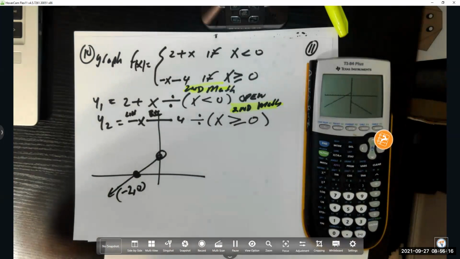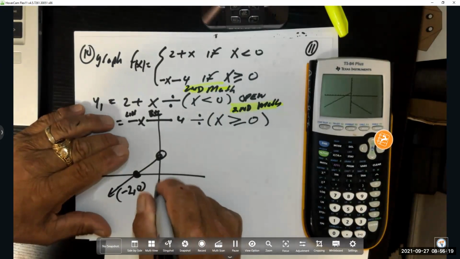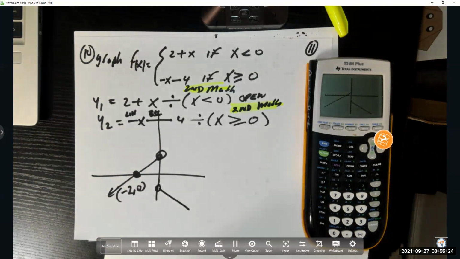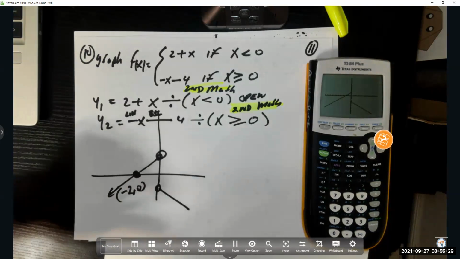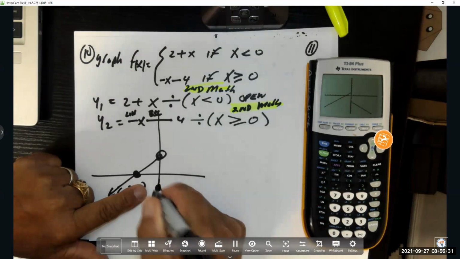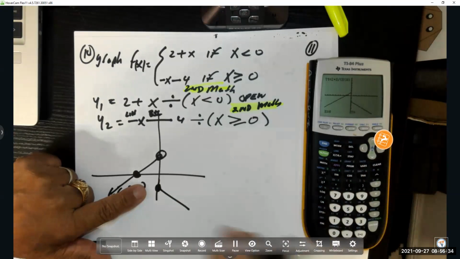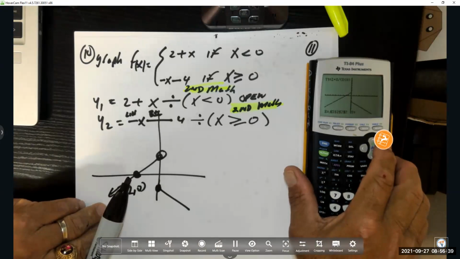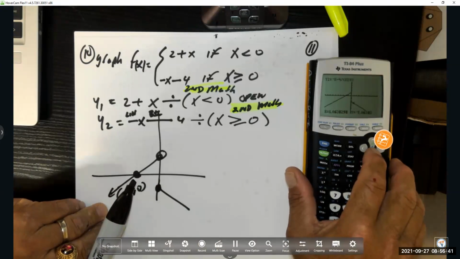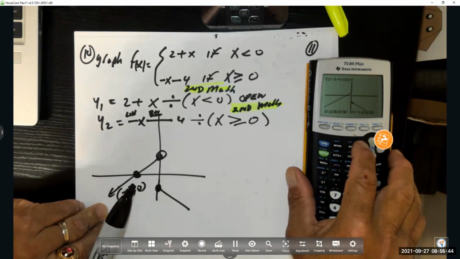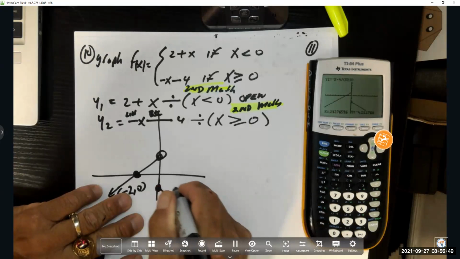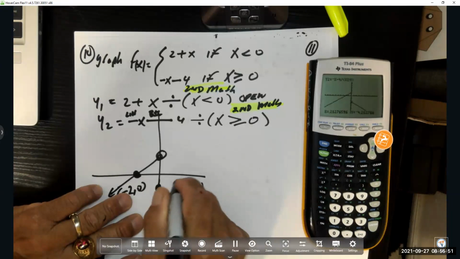This graph goes like this. It's down here somewhere, going that way. You'll get a graph like that, yes or no? Yes, sir. All right, so now if I do a trace on this one, let me move it down to this. If I go left like that, it's gonna be 0 and -4. This one here is 0 and -4.